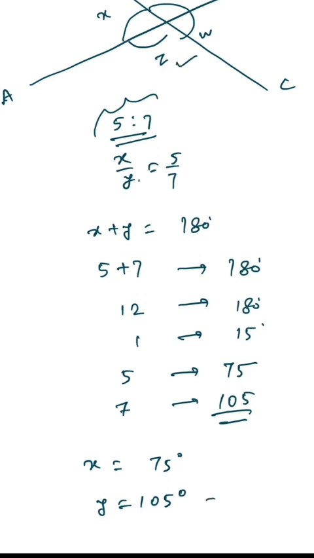X is 75 degrees and Y is 105. Since they are in the ratio of 5:7, this will be the final value of the angles.